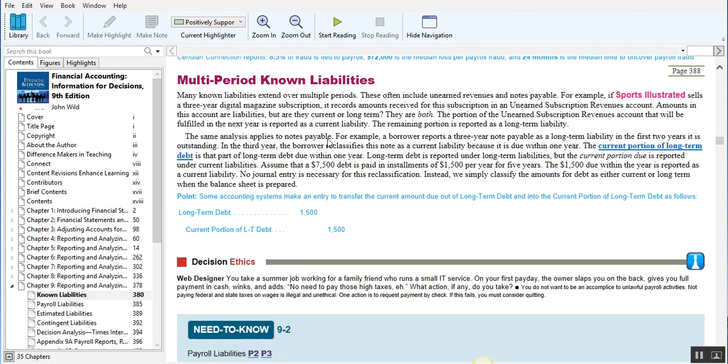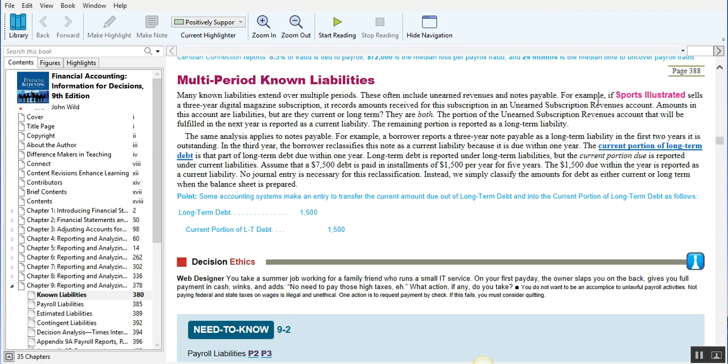Now there are multi-period known liabilities, and some of these are going to be long-term debt, like I mentioned, and typically that's going to be bonds. So if you are a business and you're borrowing to expand, you may have a bond issue that goes out for many years. We know what the liability is, we know what the interest due is, we know what it's going to be. However, they talk about one here that you might not have really thought about.